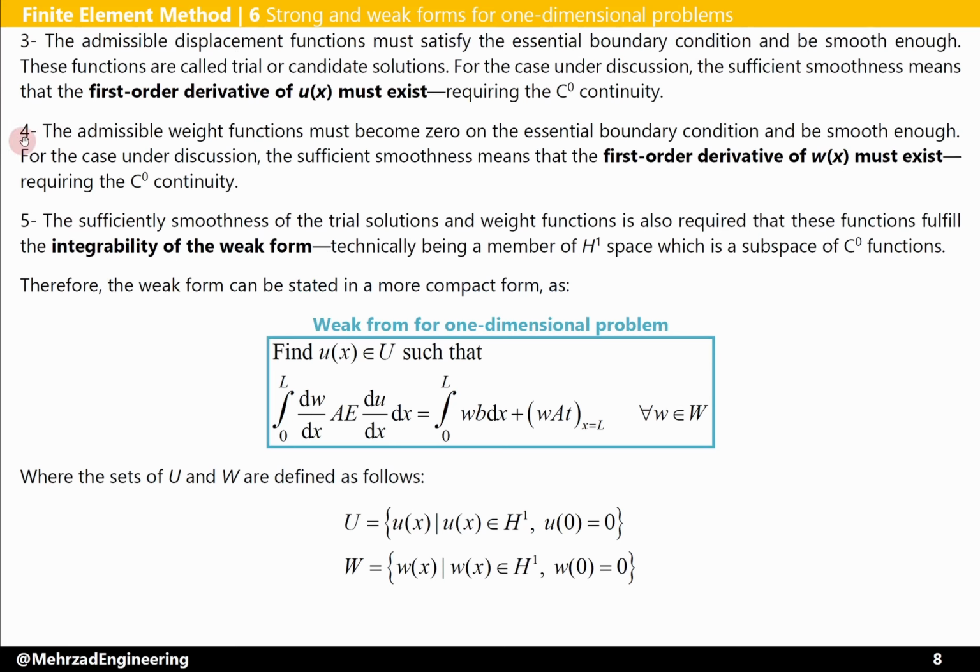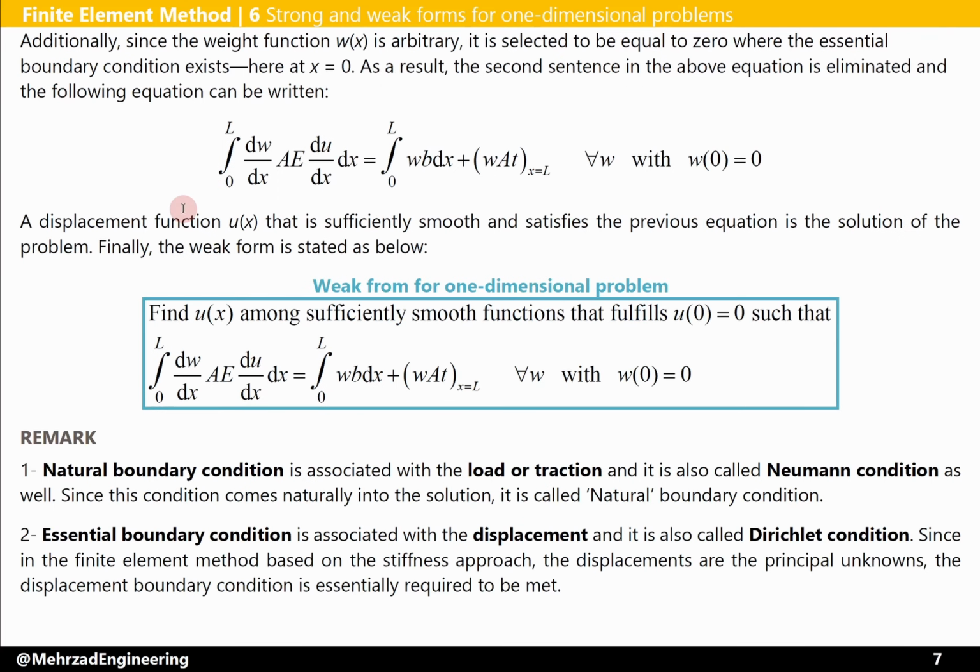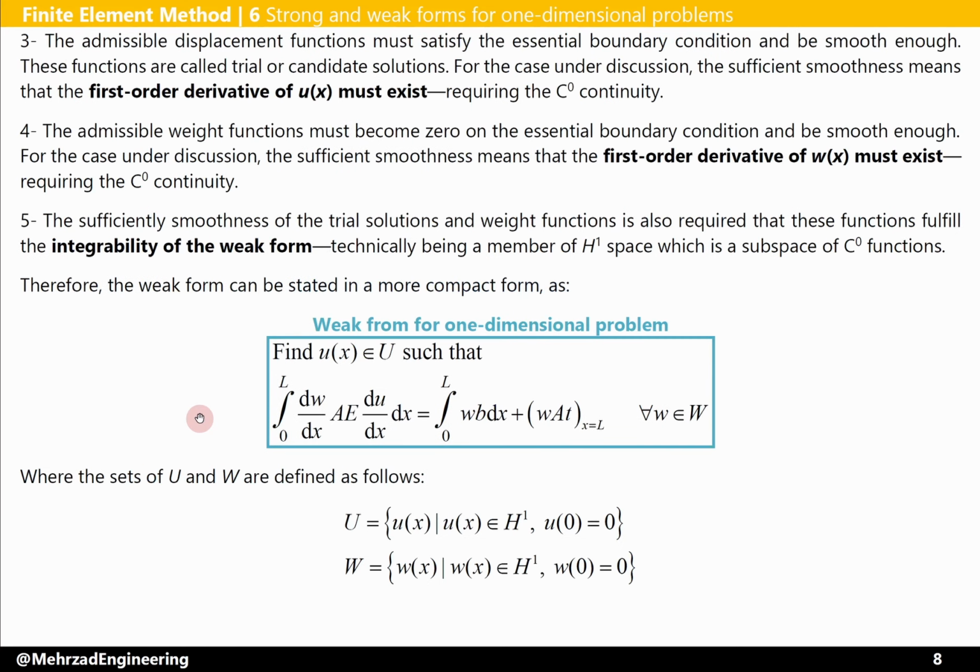Remark number 4. The admissible weight functions must become 0 on the essential boundary conditions and must be smooth enough. For the case under discussion, the sufficient smoothness means that the first order derivative of w must exist, requiring the C0 continuity. So if we refer to the weak form again, we can see that there is a first order derivative of w, so w functions must be at least C0 functions.